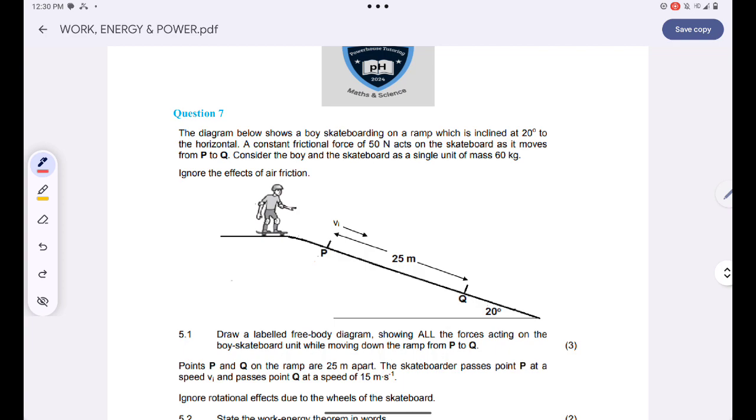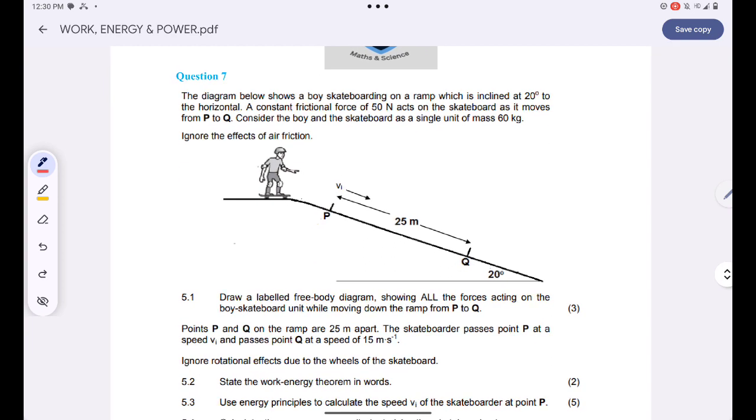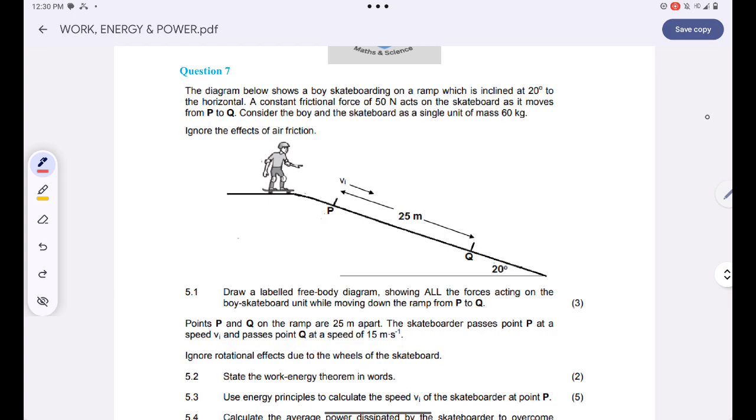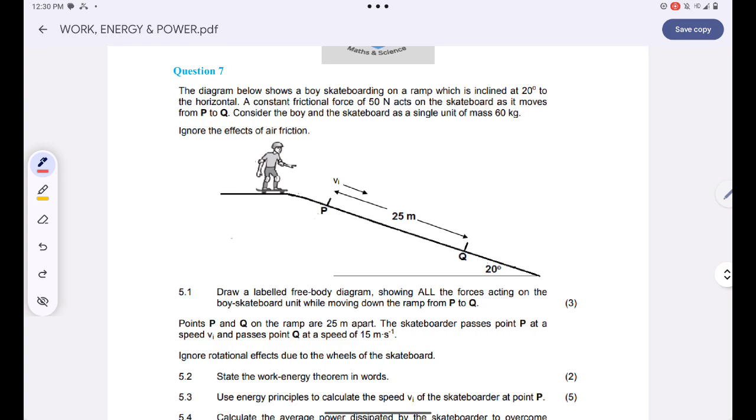Okay, we are told that the diagram below shows a boy skateboarding on a ramp which is inclined at 20 degrees to the horizontal. A constant frictional force of 50 newtons acts on the skateboard as it moves from P to Q. Consider the boy and the skateboard as a single unit of mass 60 kilograms. Ignore the effects of air friction.